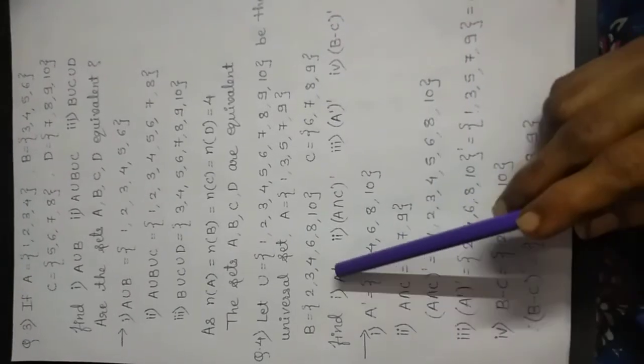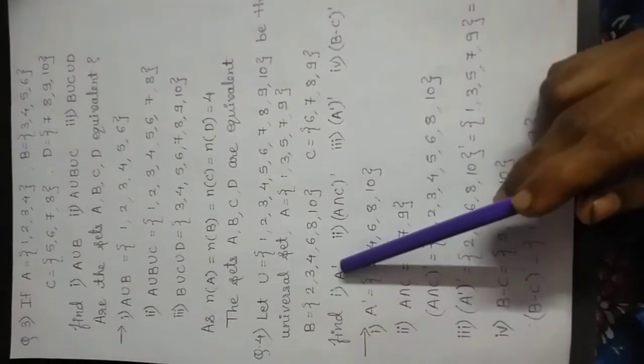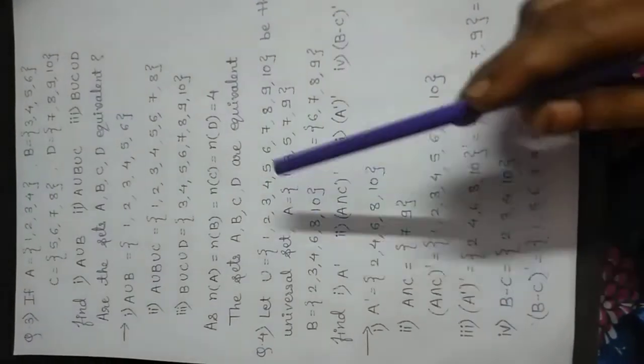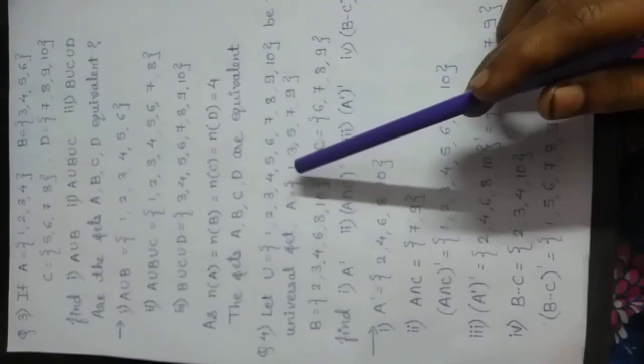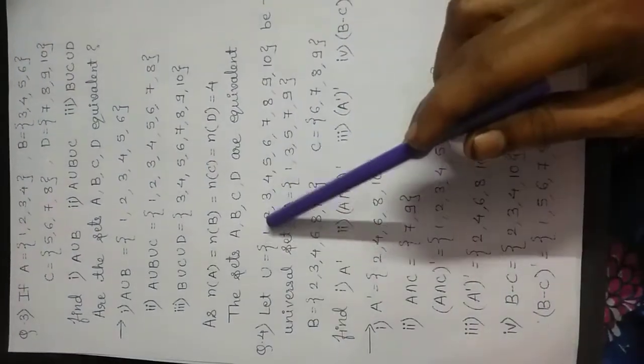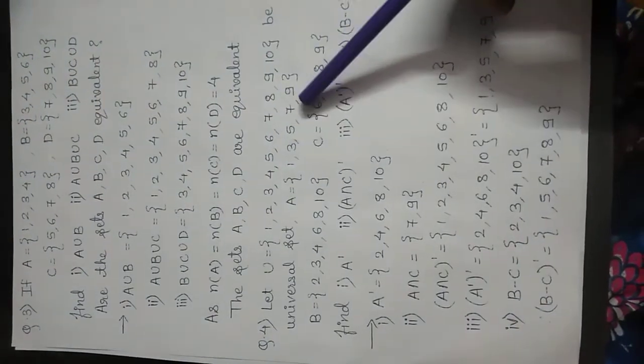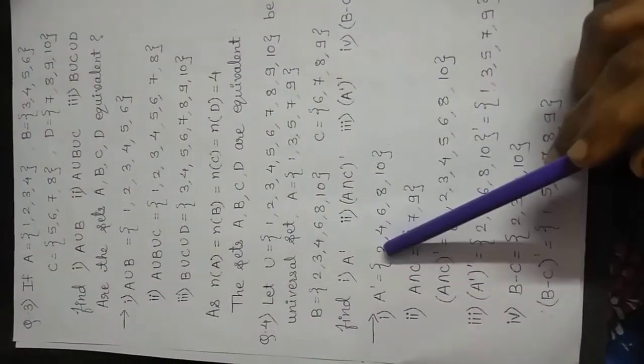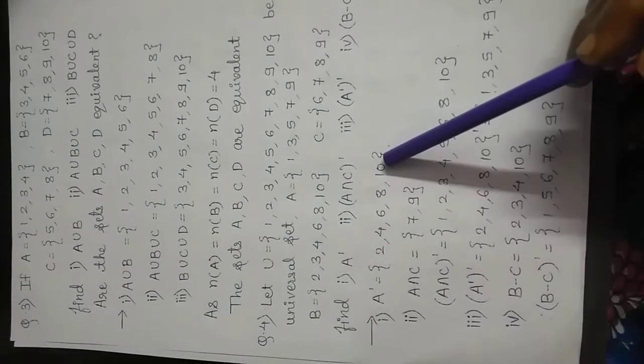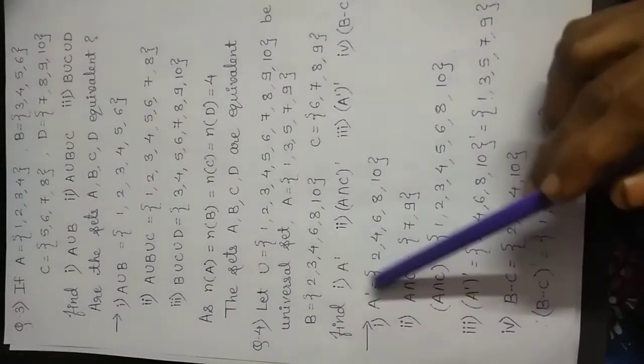minus C complement. Now first we require A complement, and we know how to find A complement. From the universal set, remove all the elements of set A, and the remaining elements of the universal set will be there in A complement. So from the universal set we are going to remove 1, 3, 5, 7, 9. So the remaining elements, that means 2, 4, 6, 8, 10, will be there in A complement.